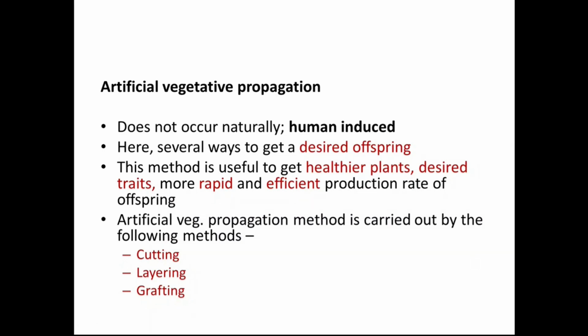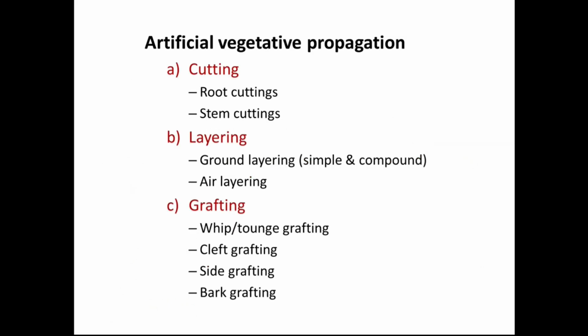So let's start with cutting. Of course, this is a very old technique. In cutting, we have root cutting and stem cutting. In layering, we have ground layering and air layering. In grafting, we have cleft, side, and bark grafting. So there are different types of grafting. Some of you already know all these things, or someone is already practicing at home. I'm sure you might have done stem cutting with rose or hibiscus. Every house will at least do one or the other thing.